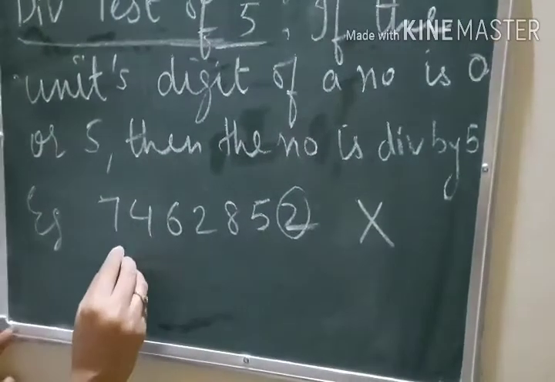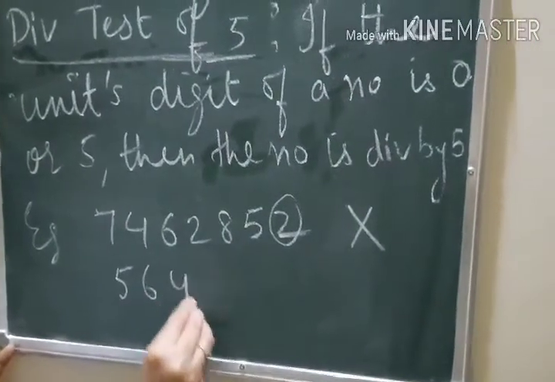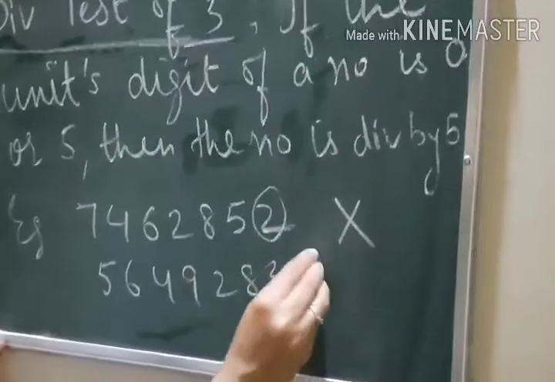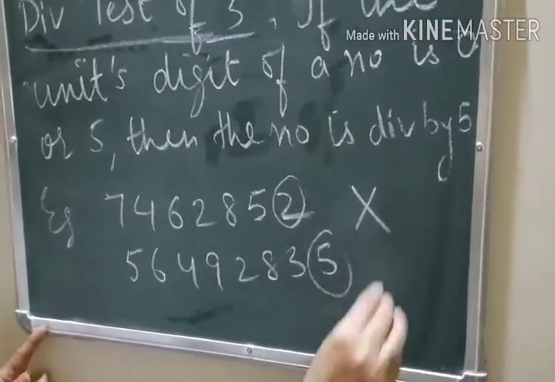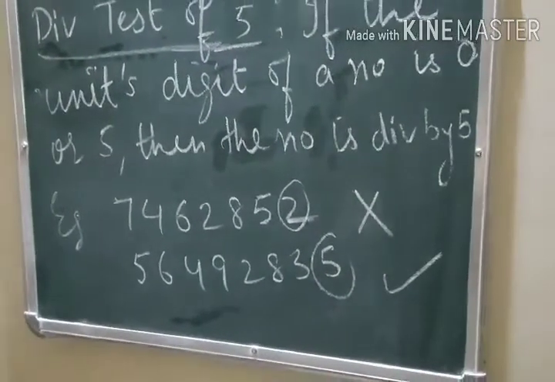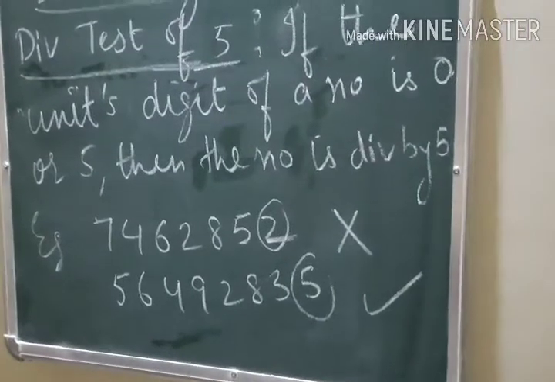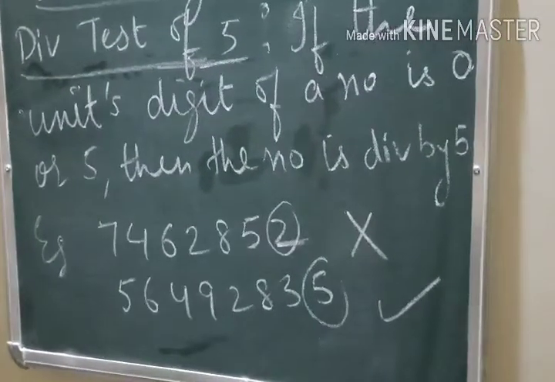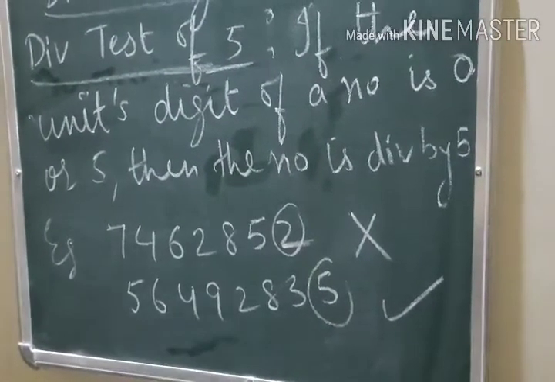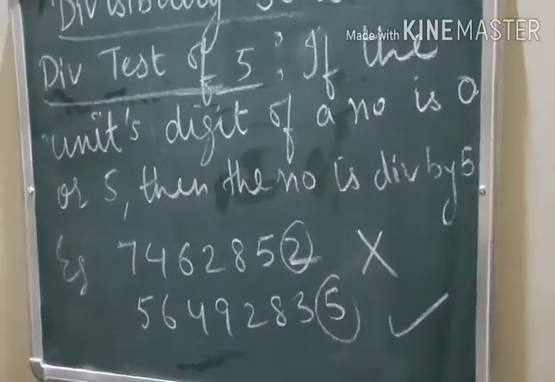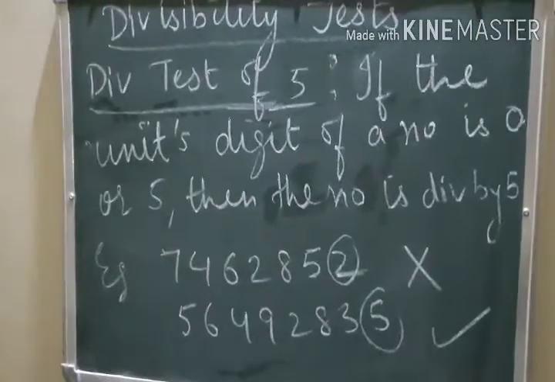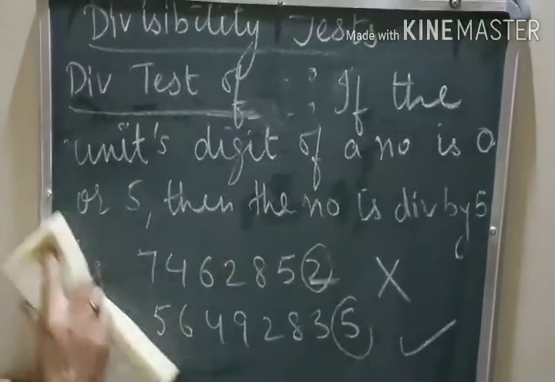That means this is not divisible by 5. If it will be 56492835. Now last digit is 5. That means it will be divisible by 5. So you have to check if the last digit is 0 or 5. Then it will be divisible by 5. Otherwise not.